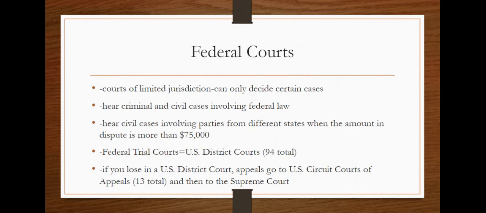Federal trial courts are also known as U.S. district courts, and there are 94 total around the country. If you lose in a U.S. district court, your appeal can go to the U.S. Circuit Court of Appeals. There are 13 total of those. If you are unsatisfied with the Circuit Court of Appeals, then you can appeal to the Supreme Court. Okay, and be sure you get down those totals. There are 94 district courts and 13 circuit courts of appeal, and then there's only one Supreme Court.